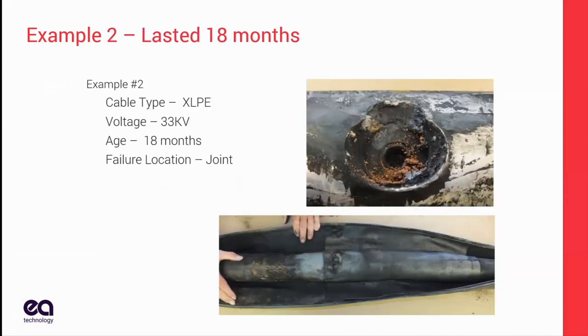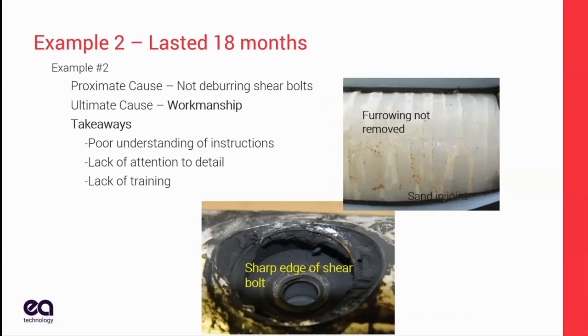Here's another example. Here's a cable. It lasted 18 months. That's long in some circles, but we would all expect our cables to last more than 18 months. And it was at a splice and led to a pretty quick failure. When this was taken apart, we again found the proximate cause, which was the sharp edge of this shear bolt. So those of you who don't know, a shear bolt is used to press down on a connector, and when you have a sufficient torque, the bolt shears off. Well, they didn't deburr the edge of where that shear bolt snapped off. So they didn't know that.